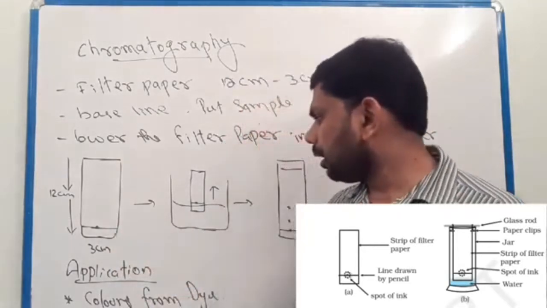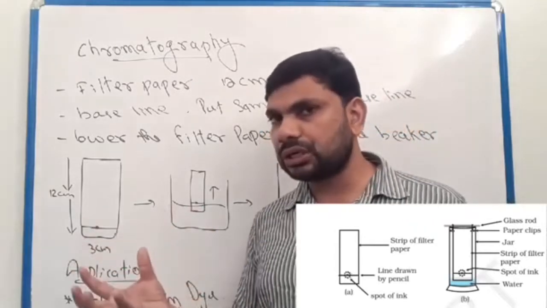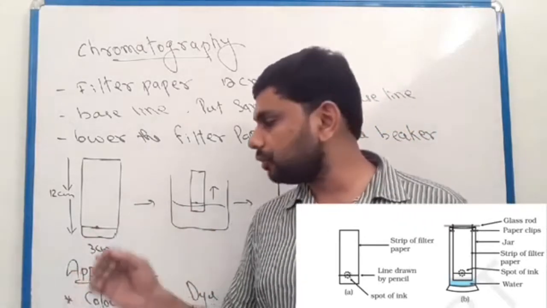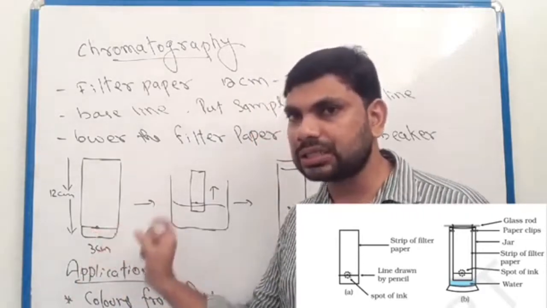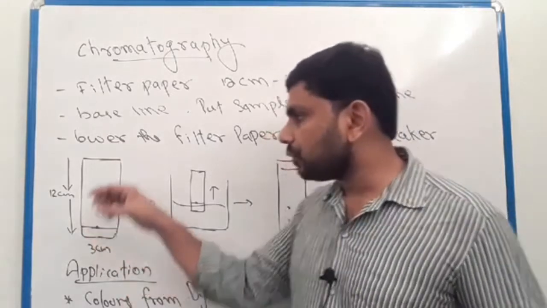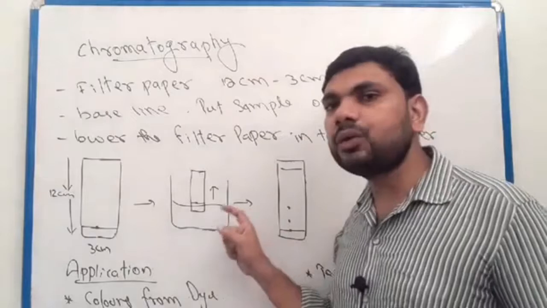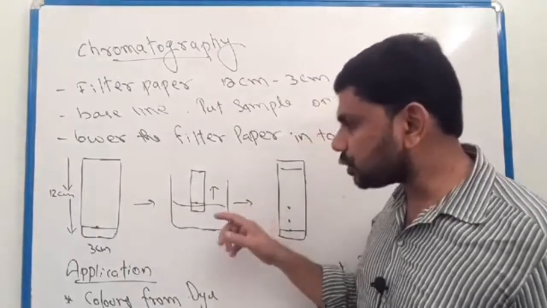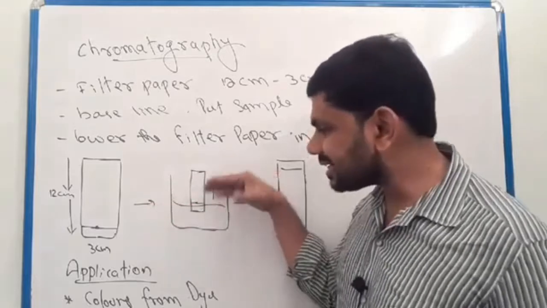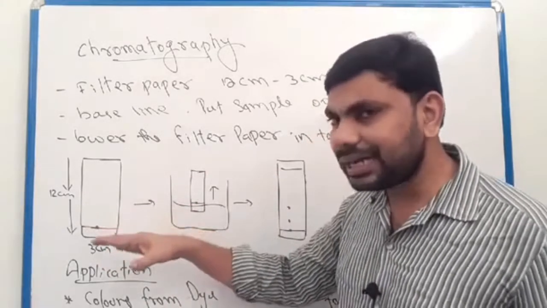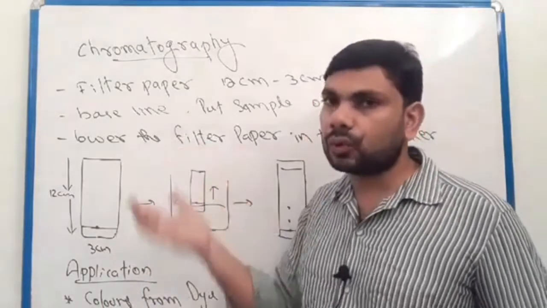After that, we have to put the sample mixture. We have to put 1 drop of sample mixture on the baseline as shown in this figure. After that, we have to insert this chromatographic paper into a beaker containing water. We have to make sure that this baseline is above the surface of the water. Do not insert the baseline and sample drop into the water. It should be above the surface of the water.